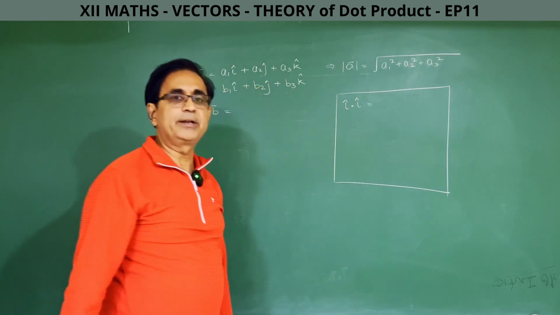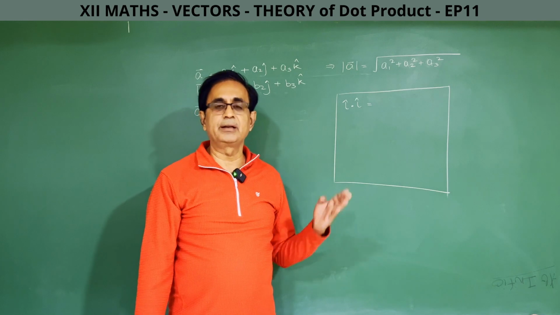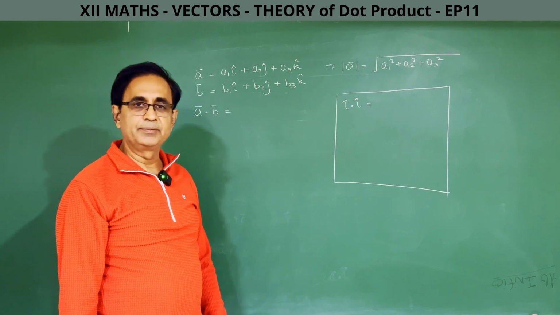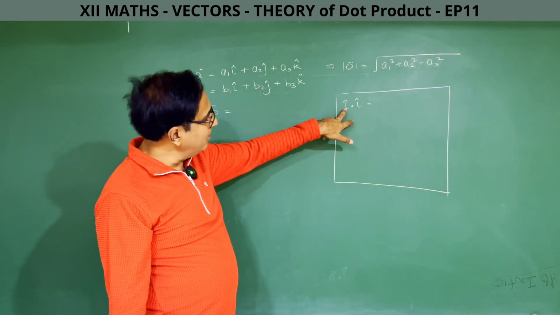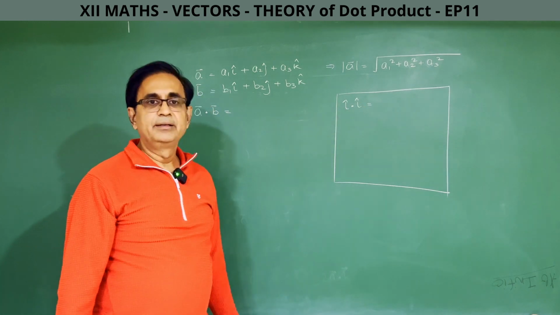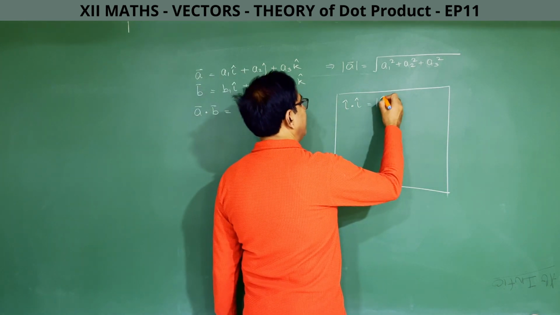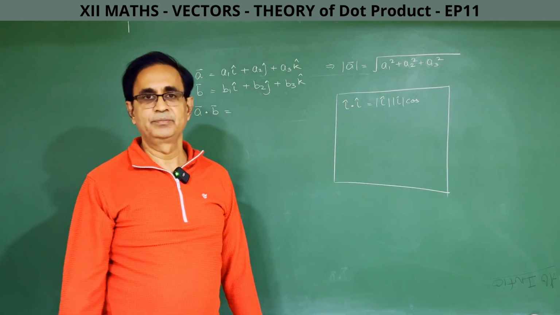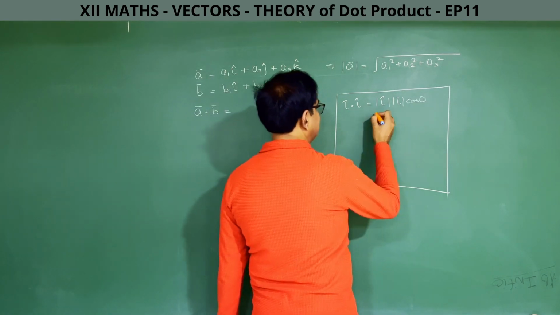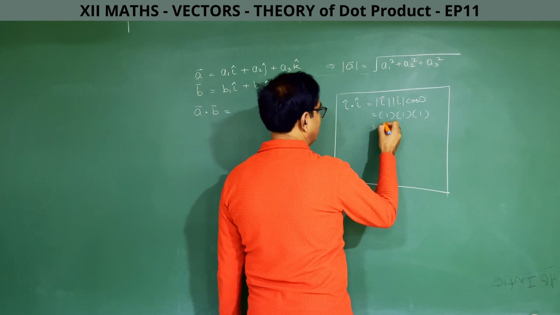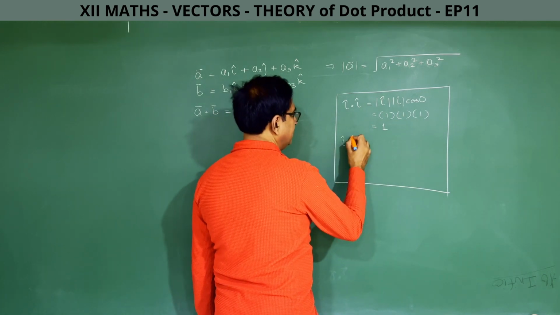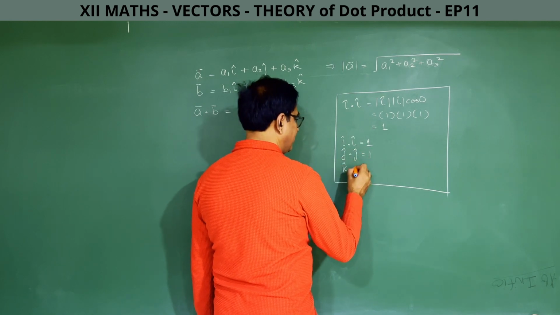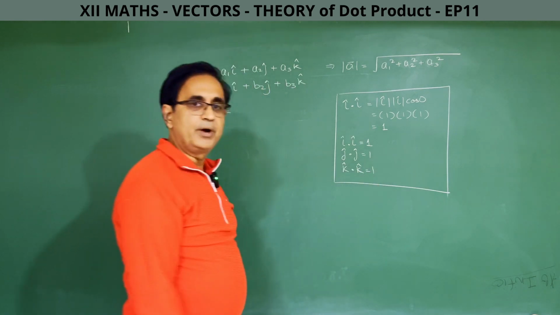Incidentally, let us recall what is i cap. i cap is a unit vector along or parallel to the x-axis in the direction in which the x coordinate is increasing. So, it is a vector along the x-axis of magnitude 1. So, what is i dot i? It will be the magnitude of i into the magnitude of i into cos of the angle between i and i. Of course 0, they are in the same direction. So, this is 1, this is 1, cos 0 is also 1, so this is 1. So, I get 3 formulas. i dot i is 1, similarly j dot j is 1 and k dot k is also 1.